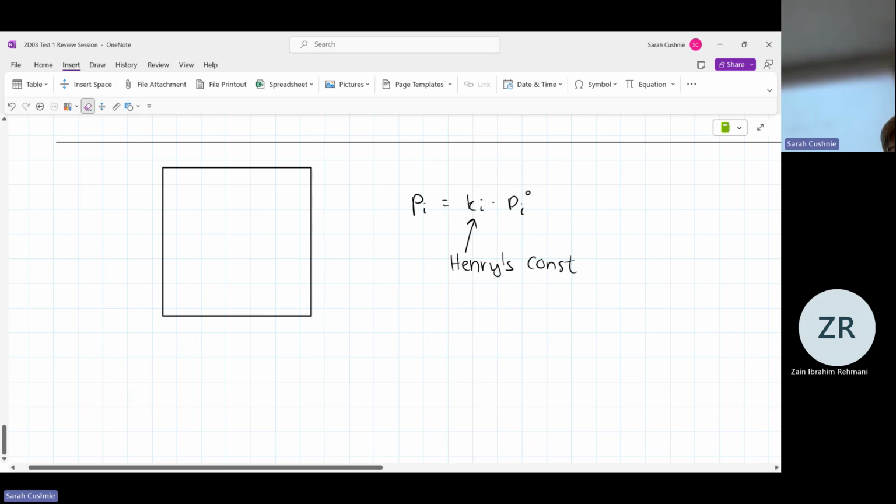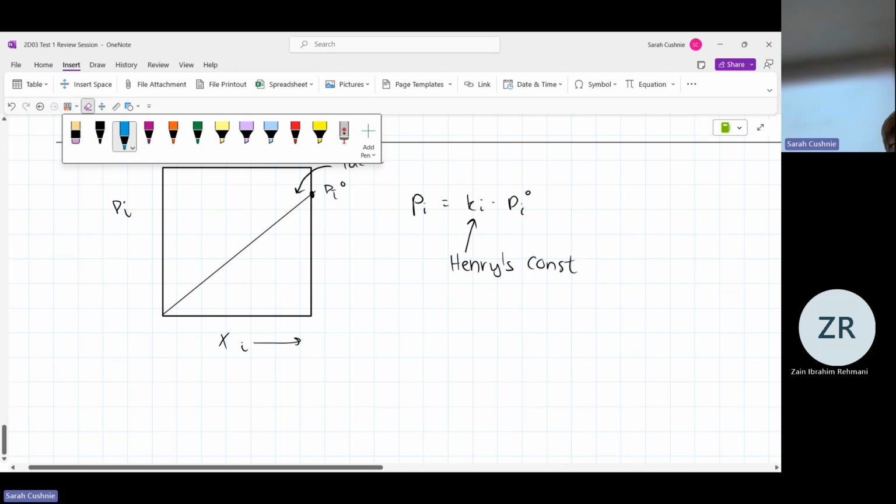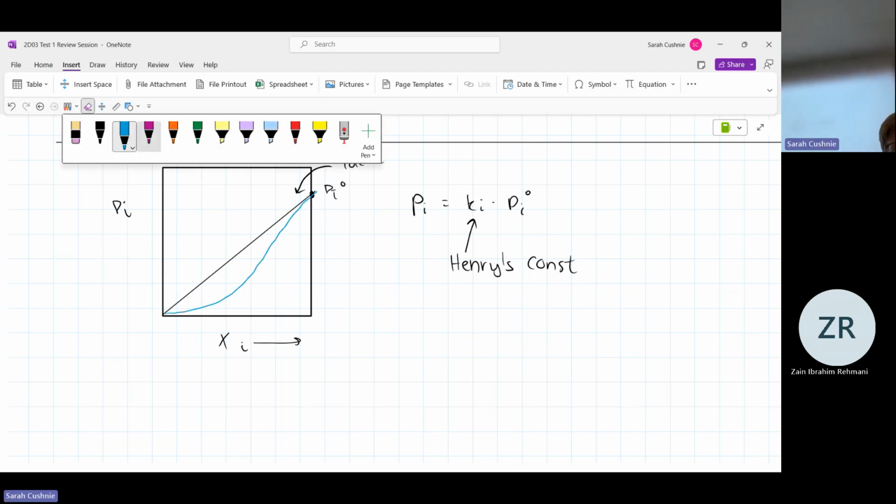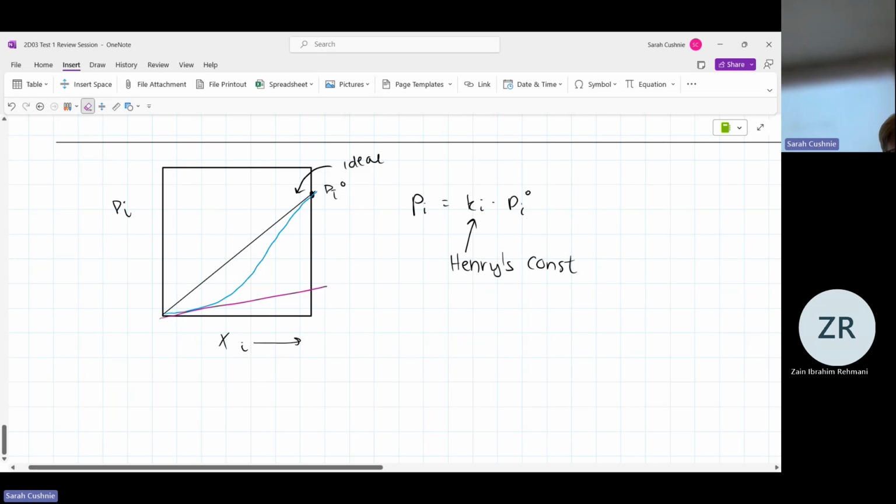So what this means is we have pi xi, and let's say right here, this is pi naught. In an ideal case, remember, we'd have our straight line. But we don't have an ideal case. We're going to have some curve that looks like this, right? So ki, graphically, what it represents is the intersection right here.